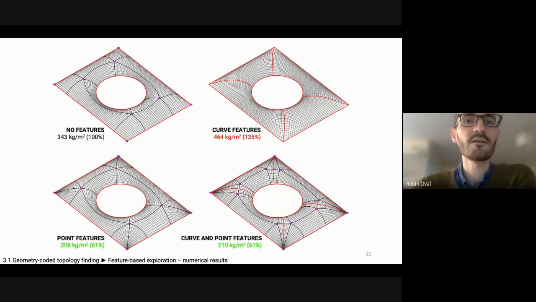And then here you can see that what's important is to have these point features. Whether you have curve features or not is not important regarding structural behavior. But because structural design is a multi-objective problem, you might want to choose whether you want to have just a few nodes with 6 beams to connect, or twice the amount of singular nodes, but with only 5 beams to connect. So then that's up to you to decide and continue from there.